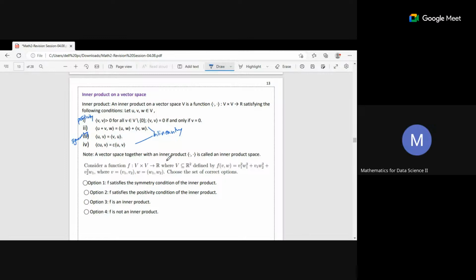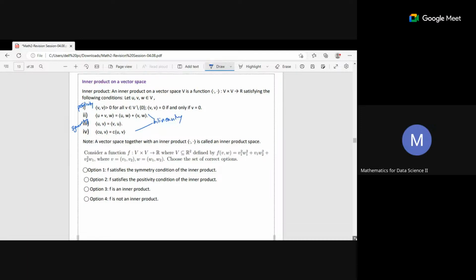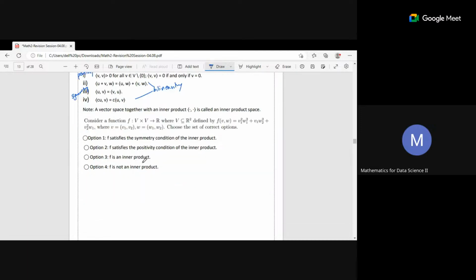Okay. Now you are given a function from V cross V to R, where V is a subset of R2, defined by f of V comma W in this specific way. Now, the first option says that it is symmetric. Symmetry means what? How do you check symmetry? You have to check f of V comma W equal to f of W comma V. This is what you need to check.